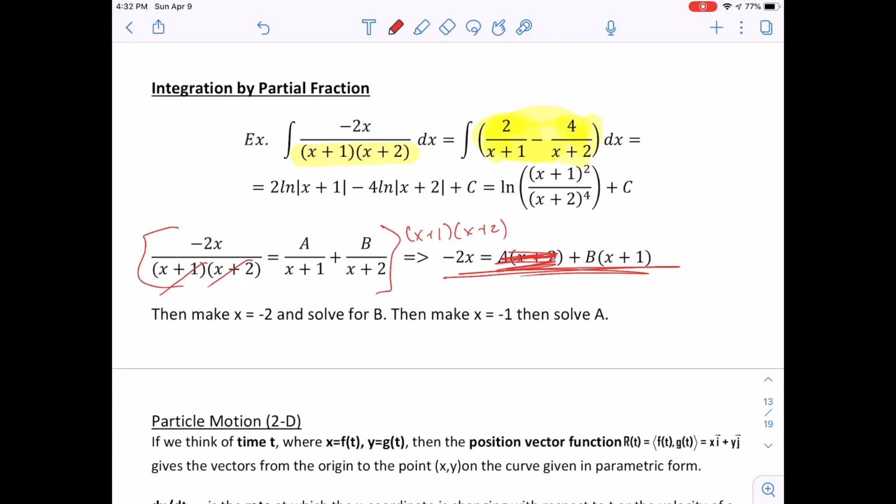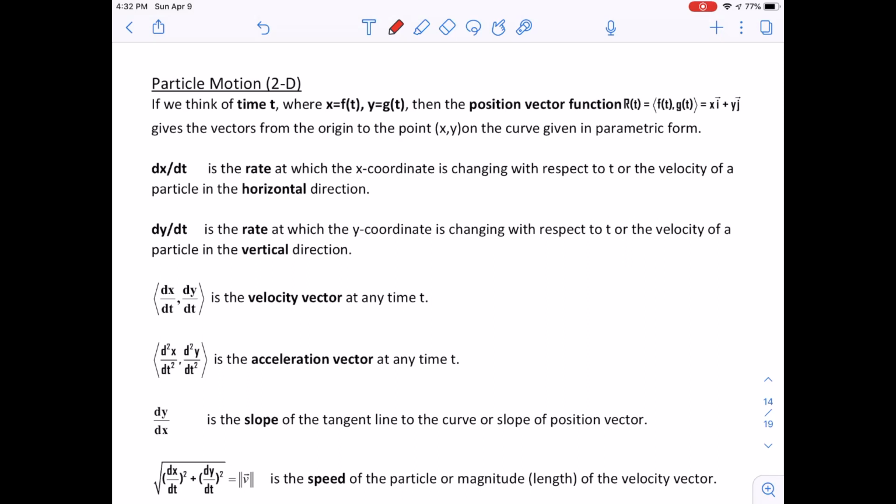Then you're going to make x equal negative 1, which is going to end up turning the second term, this b term, into 0, and you'll be able to solve for a. And once you do that, you'll have a much simpler integral to solve, and you'll be able to take the antiderivative of that.